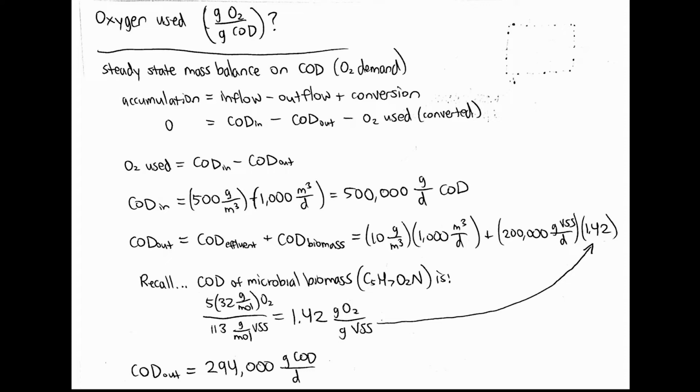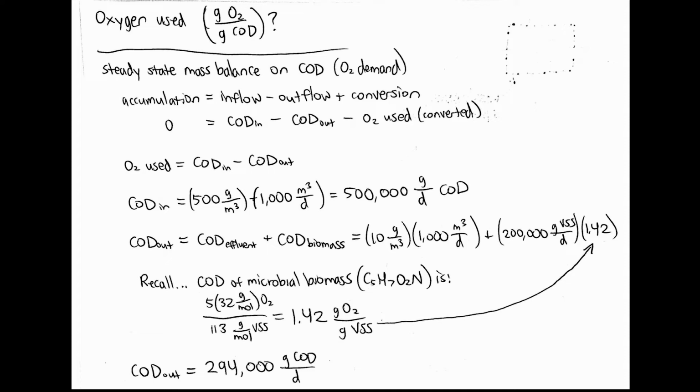So we calculate COD coming into the system. Again, we're calculating a loading, so we take the concentration, 500 grams per cubic meter, multiply that by the flow rate, 1,000 cubic meters per day, which gives us a value of 500,000 grams per day of COD. The COD leaving the system can now be calculated. There's actually two sources of COD leaving the system. The COD leaving in the liquid effluent, which is a very small concentration of only 10 milligrams per liter, and we multiply that by the flow rate of the effluent, 1,000 cubic meters per day.